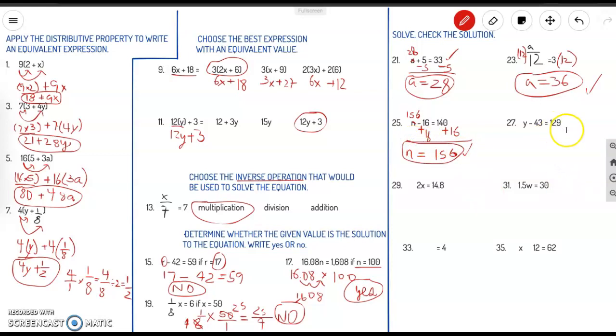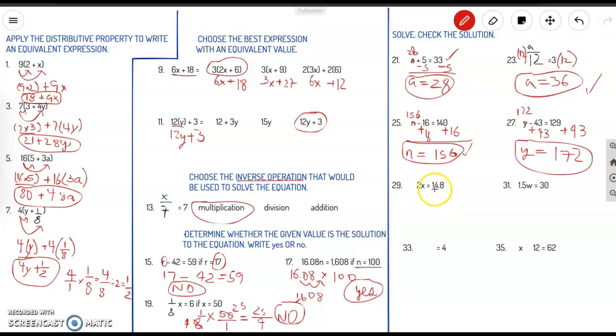27. y minus 43 equals 129. Inverse operation of minus 43 is? Yep. And what do we do on the other side? Same thing. That cancels out. And what is 129 plus 43? Good. Now to check, can you check for me? What is 172 minus 43? Is it 129? Yeah? Great.